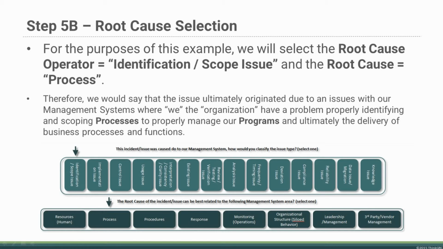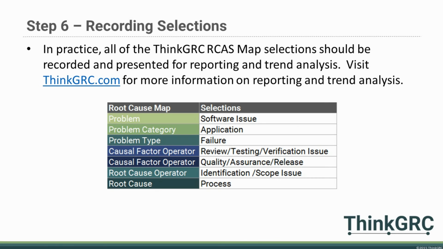systems. For the purposes of this example, we will select the root cause operator equal to identification or scope issue and the root cause equal to process. Therefore, we would say that the issue or incident ultimately originated due to problems with our management systems where we, the organization, have a problem properly identifying and scoping processes to manage our programs, i.e. quality, assurance, release, and ultimately the delivery of business processes and functions.